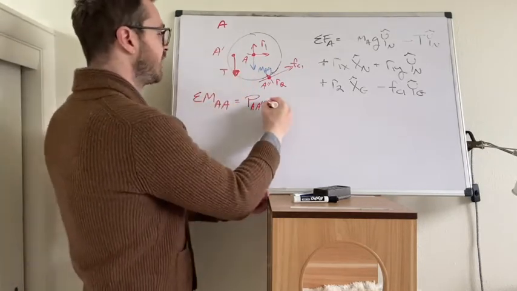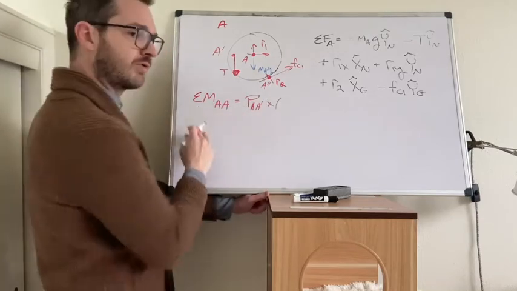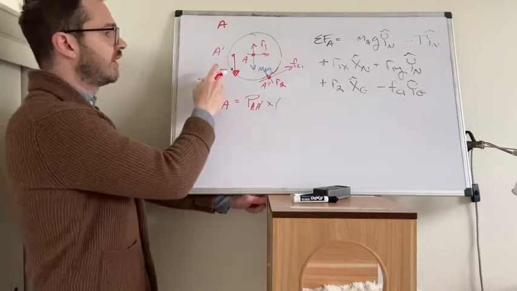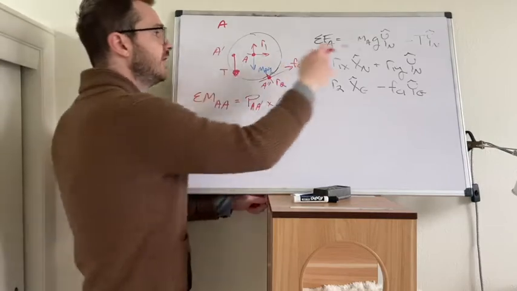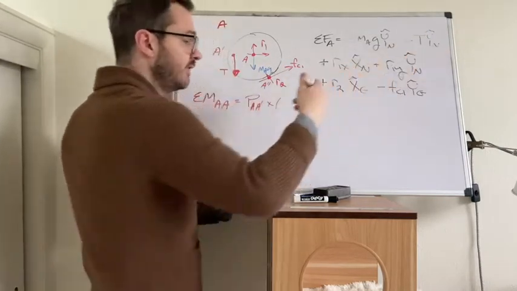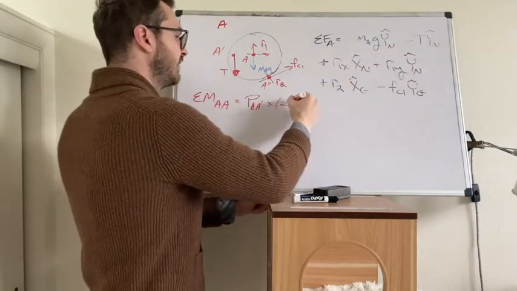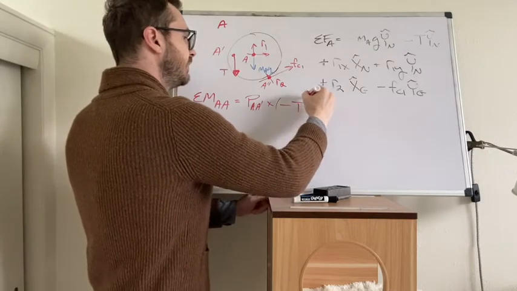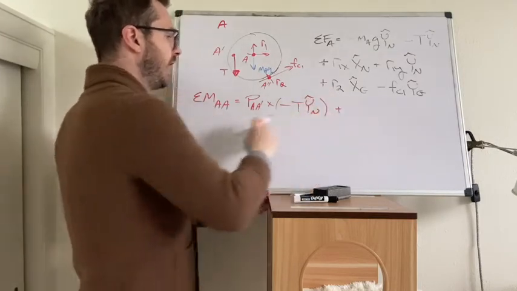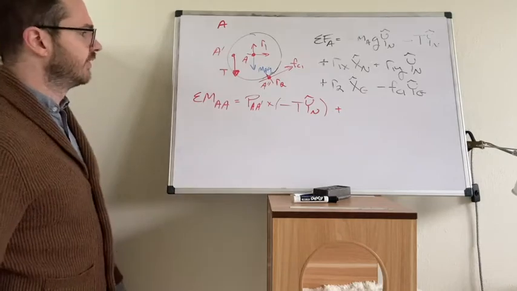So from A to A prime, cross, remember moments are cross products, and then cross the force. The force is T acting in the negative y hat n direction. I'm just going to say negative T y hat n. And we'll come back and sort out what this position vector is.